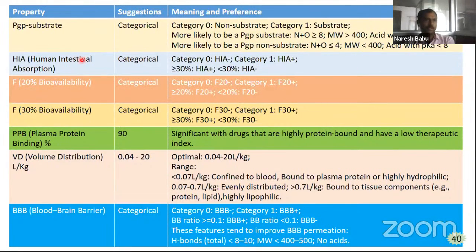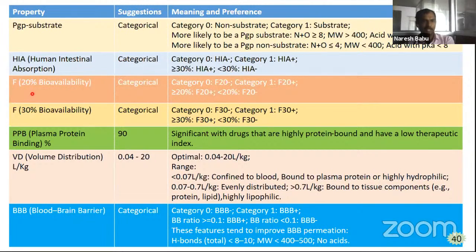And human intestinal absorption is also categorized as HIA minus and HIA plus, where 0 means minus and 1 means plus. It is based on a threshold of 30% human intestinal absorption. If it is greater, plus, it indicates more absorption; less means minus.